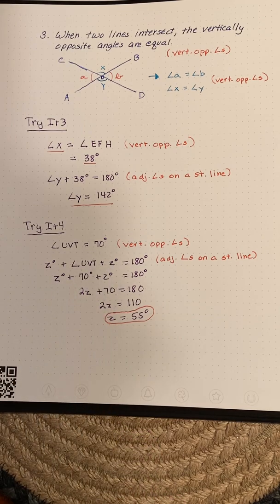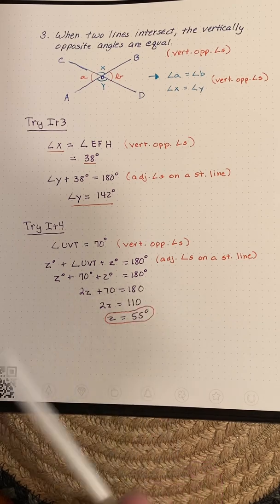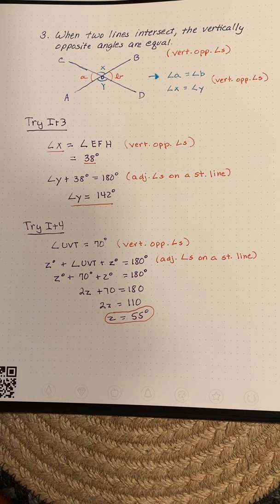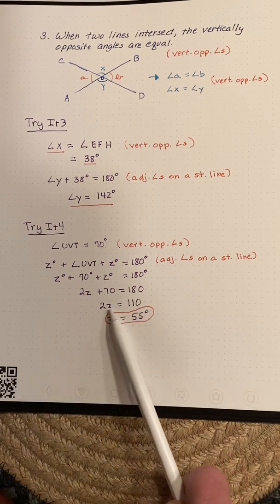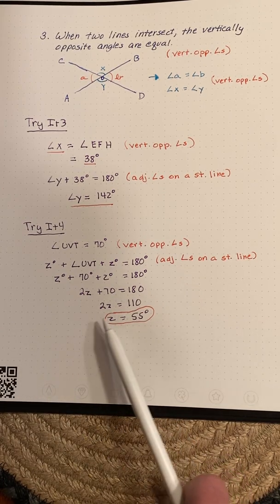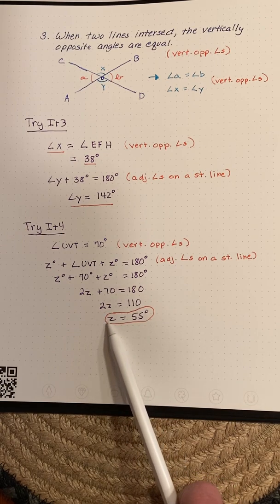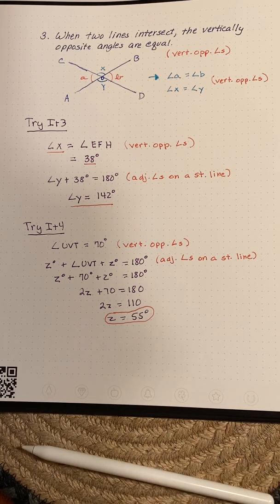In my opinion, you would not need to write this, but you can go Z degrees plus 70 degrees plus Z degrees is 180 degrees. Again, you have two of the Z's, 2Z plus 70 is 180. I'm working down to Z, so I'm going to subtract 70 from each side first. I have 2Z is 110. I divide through by 2 to work down to single Z, and therefore Z equals 55 degrees. So there you have it.